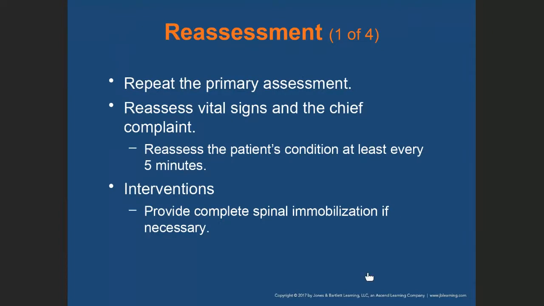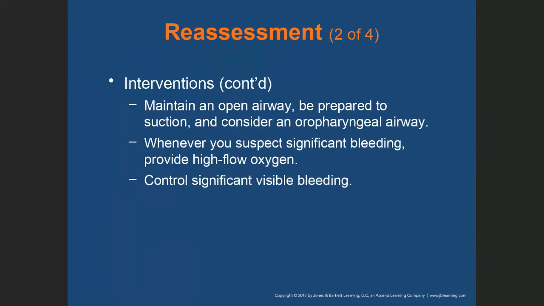In your reassessment, repeat the primary, reassess vital signs, and the chief complaint. Reassess the patient's condition at least every 5 minutes. Interventions: provide complete spinal immobilization or spinal motion restriction if necessary. Maintain an open airway, be prepared to suction, and consider an oropharyngeal airway. Whenever you suspect significant bleeding, provide high flow oxygen, control significant visible bleeding.